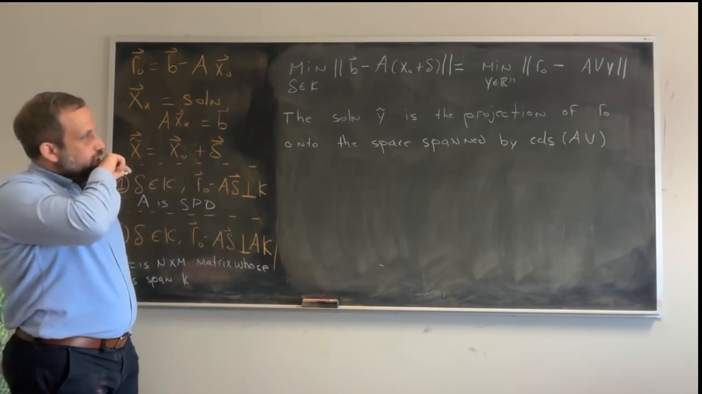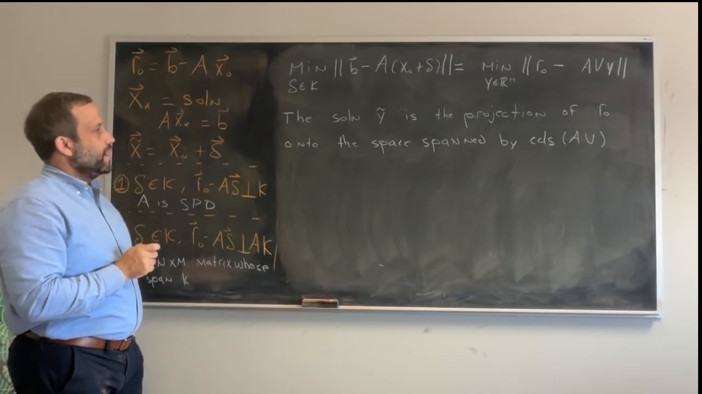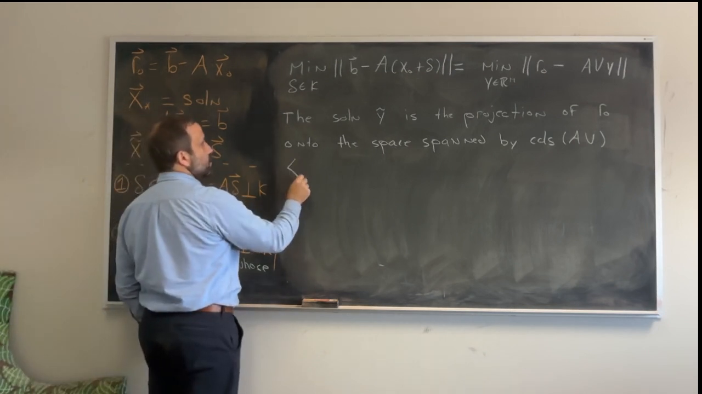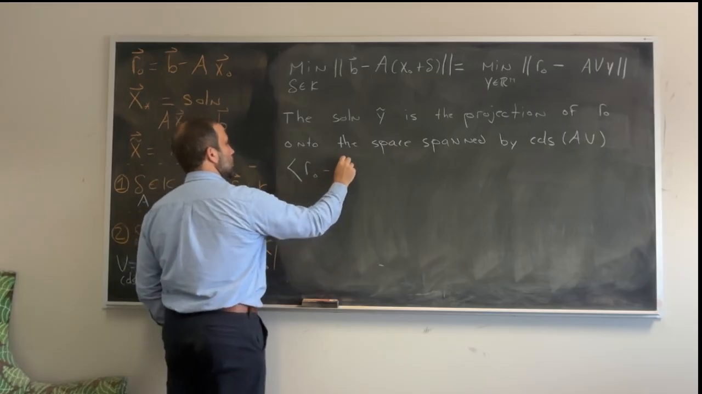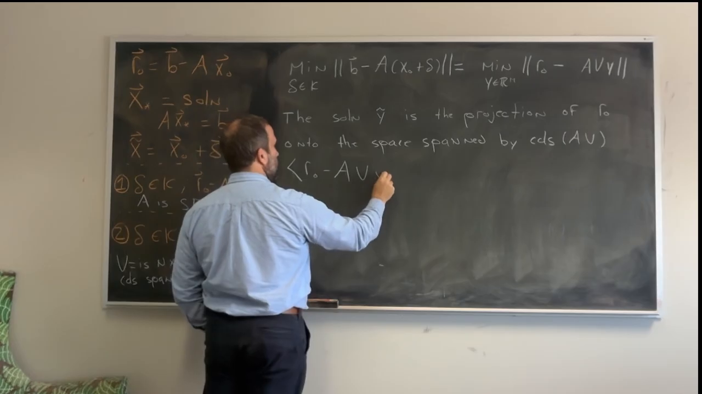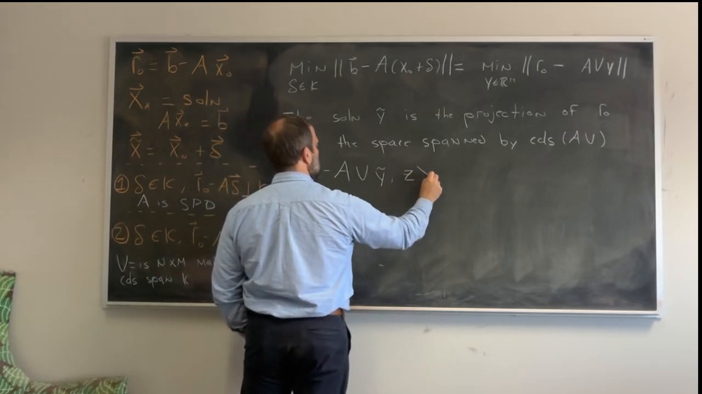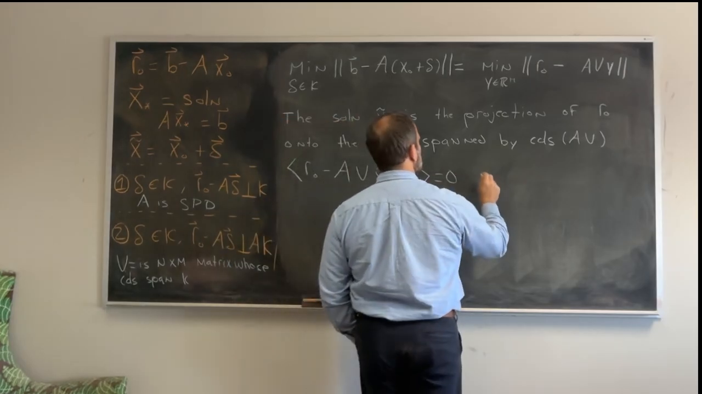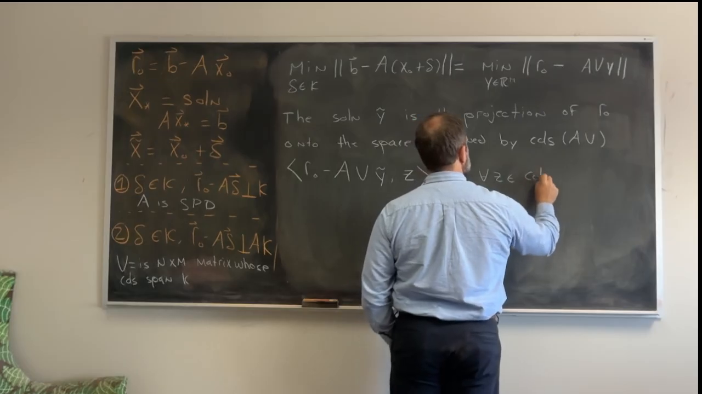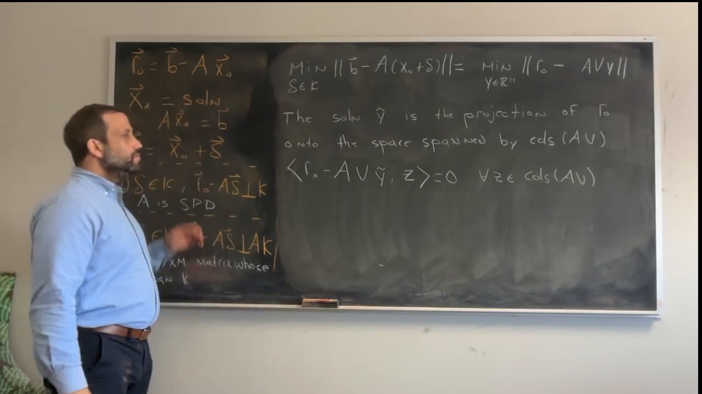Okay. So what does this tell us then? Well, first I want to figure out what the space spanned by the columns of AV is. But what this tells us is the following: R naught minus AV y tilde, the inner product with Z is equal to 0 for all Z in the column space of AV.